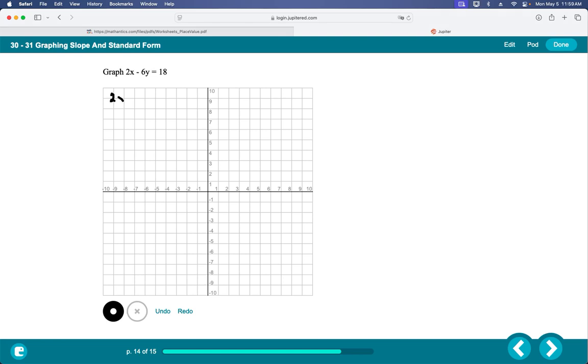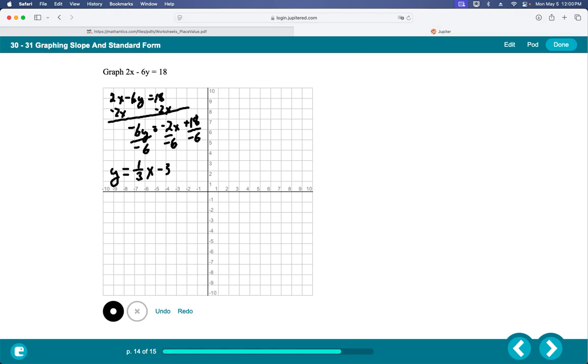Same thing. We're going to solve for y. So I'm going to subtract 2x from both sides. -6y is equal to -2x plus 18. Divide everything by -6. So that gives me y is equal to -2 divided by -6. Negative by negative, it's a positive. And I can reduce that to 1 over 3x. Positive 18 divided by -6 is going to be a -3.